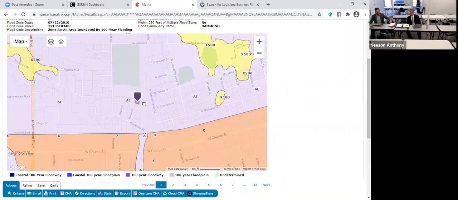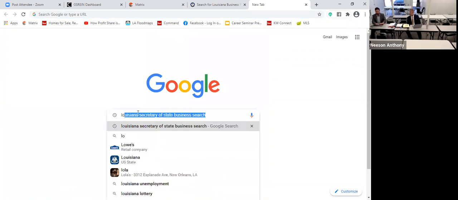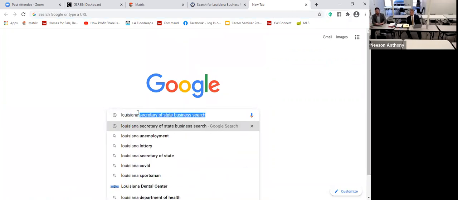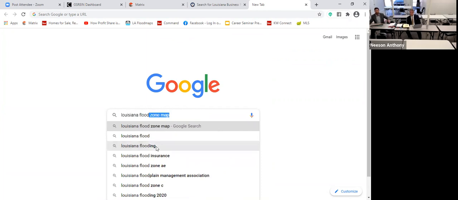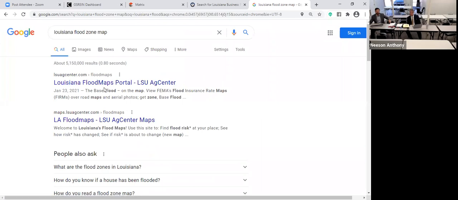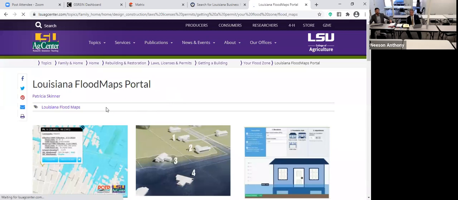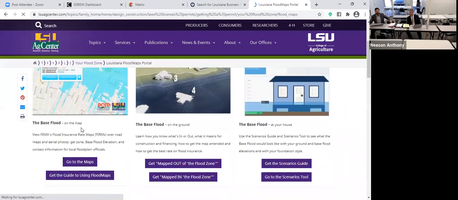So it gives me an idea. It's AE. Like, how do I figure that out? Well, it tells me it's in AE, right? I can also go a little off base, but that's okay. Just go search Louisiana floods, right? So now Ag Center. Click on that. Not your first rodeo. Oh, I want to go to the base floods. I'm going to go to the maps.